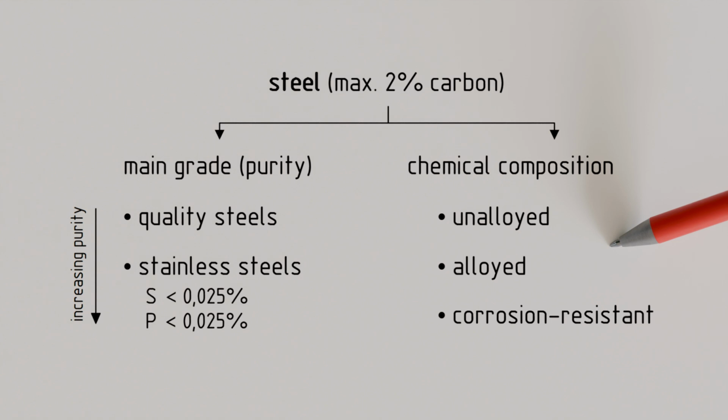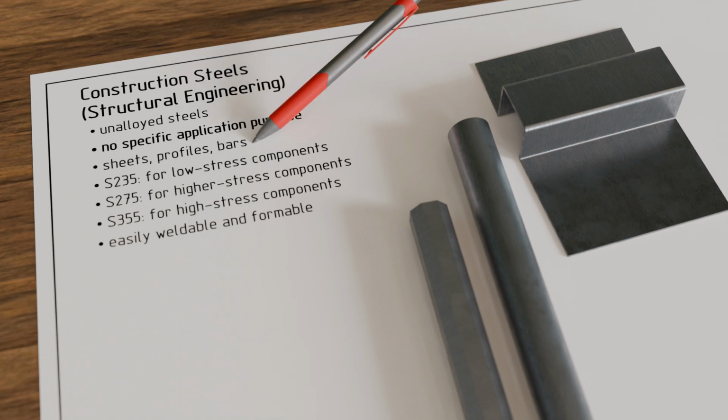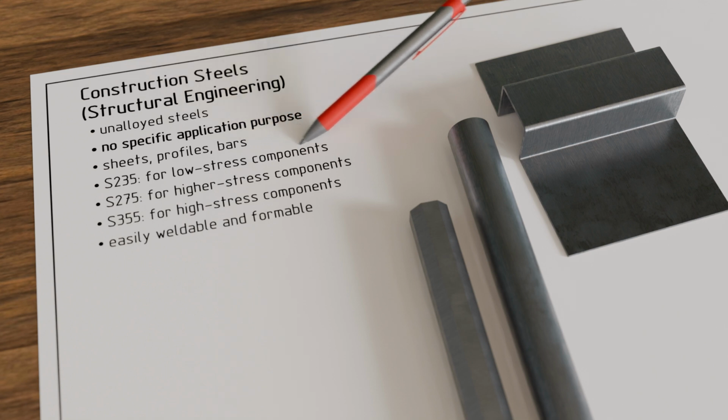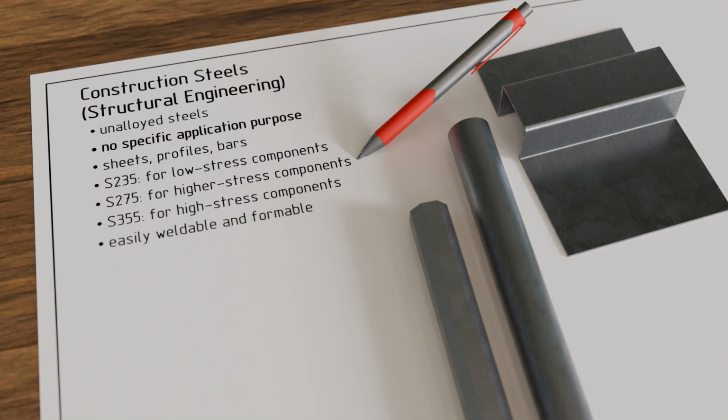The steel types most commonly used in classic mechanical engineering are the so-called structural steels. These non-alloyed steels are not assigned a specific application purpose by the manufacturer. Sheets, profiles, or bars are often made from simple structural steels. The most widely used structural steel for basic steel constructions is steel S235, which has a yield strength of 235 newtons per square millimeter. For components subjected to higher loads in mechanical engineering, such as shafts, bolts, or axles, the structural steel S275 is also used.